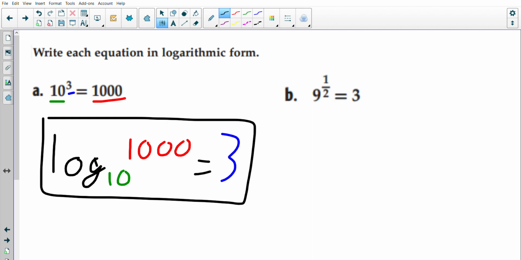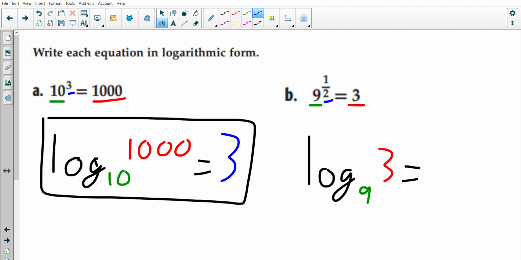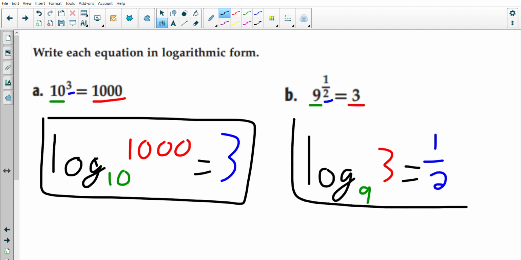Okay, so let's do another one. So again, it's the same thing. Follow the exact same routine. So we have our 1/2, we have our answer, and we have our base. So all I'm going to do is write them in their appropriate spots. So log base 9 of our answer is equal to our exponent. Okay, so just following that illustration will get you to where you need to be.